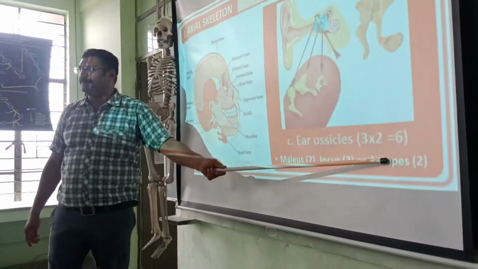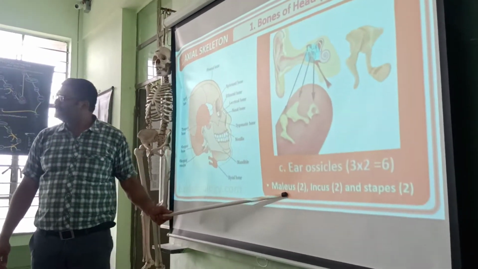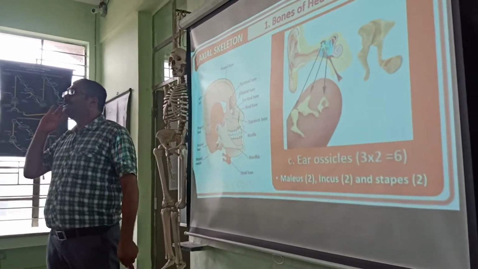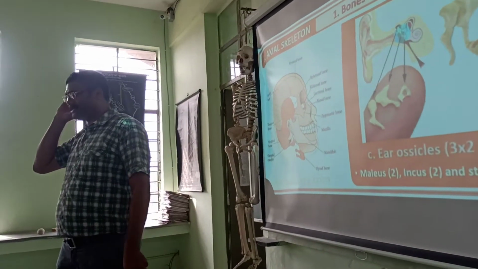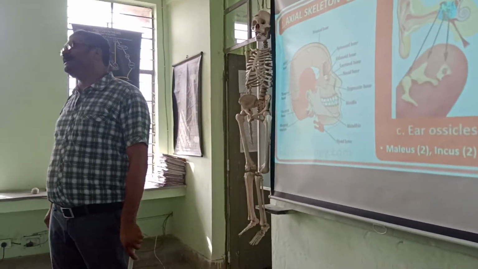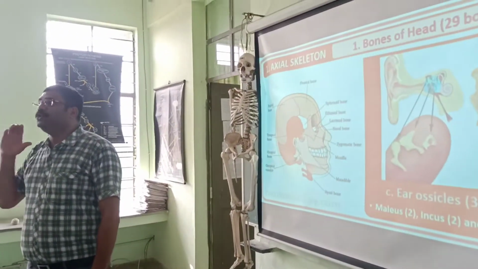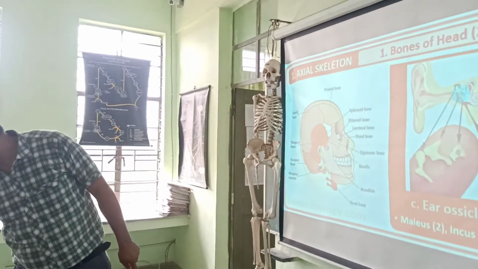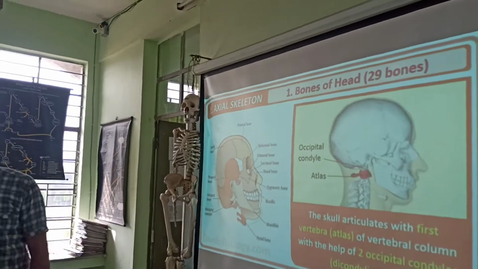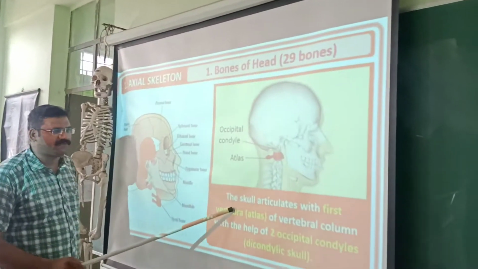Malleus, incus, stapes. There are 2 ears, so 2 malleus, 2 incus, and 2 stapes. In total 6 bones are present in the ear ossicles. The bones present in the middle ear are known as ear ossicles. Now come to this. The skull articulates with the first vertebra.